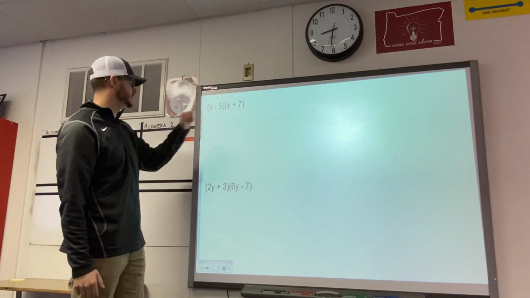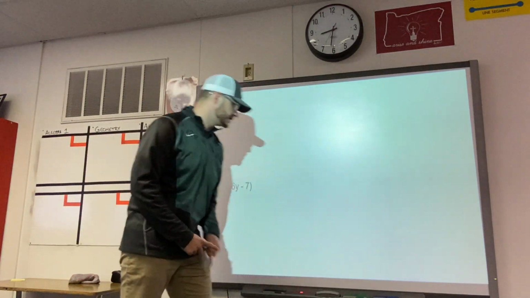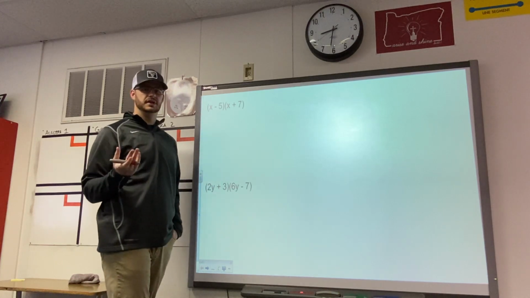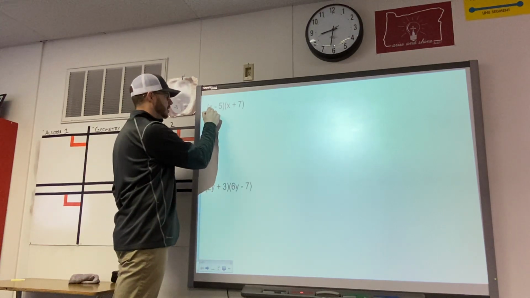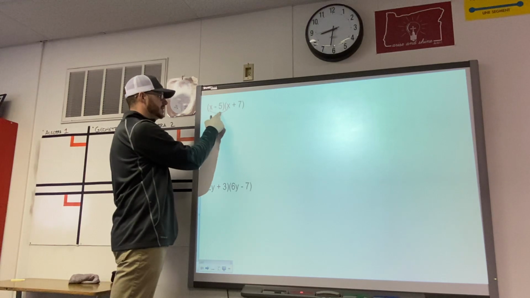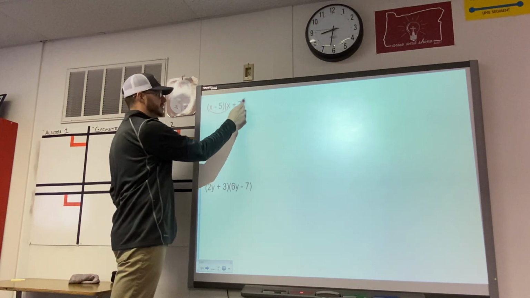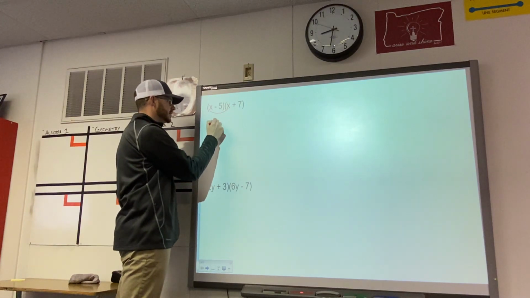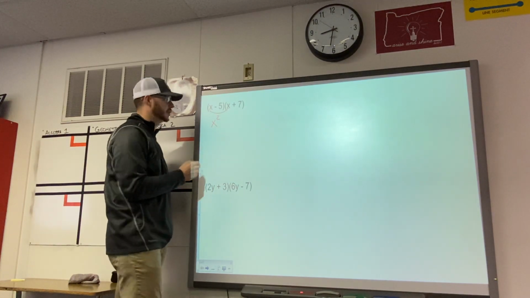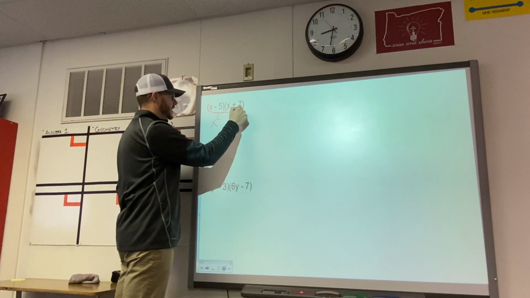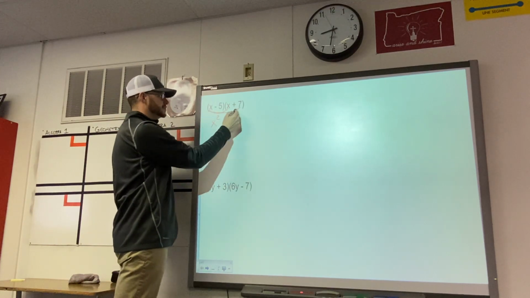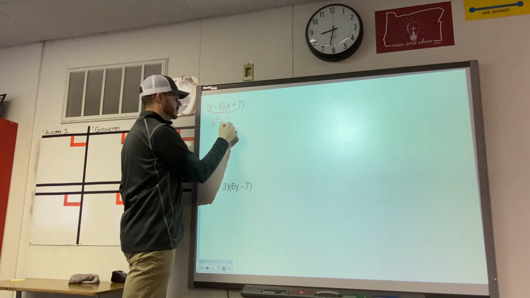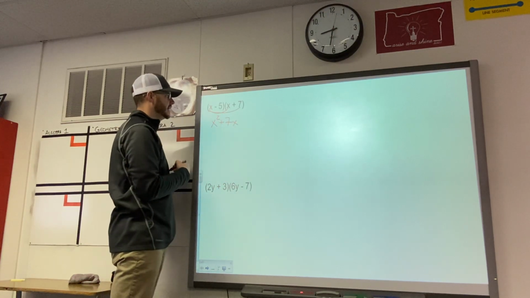This first one we're going to do is x minus 5 times x plus 7. So again, FOIL. F means we multiply our first terms. So we're distributing this x into this binomial right here. So our first terms, x times x, gives us x squared. Then we distribute the x to the 7. We're multiplying our outer terms. X times 7 gives us plus 7x.